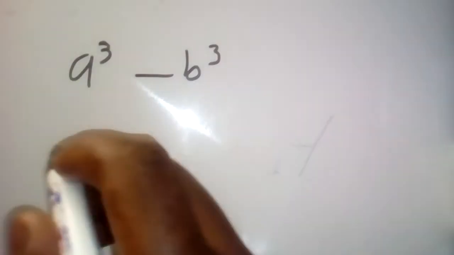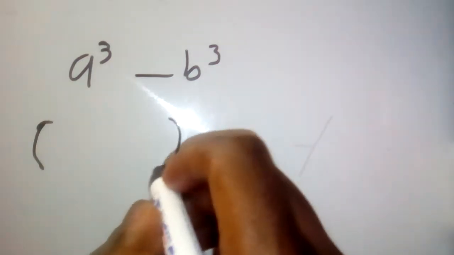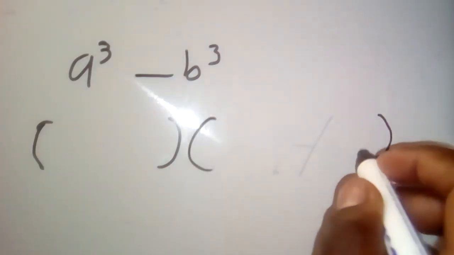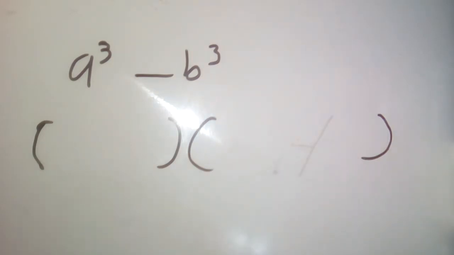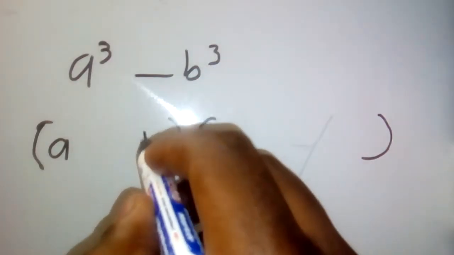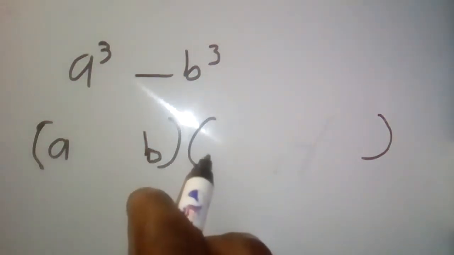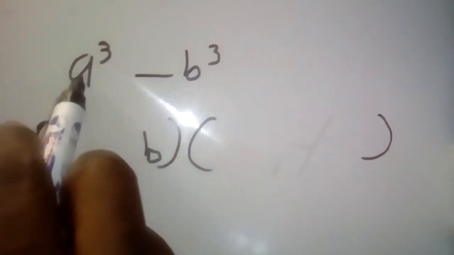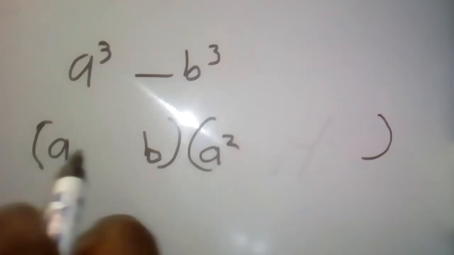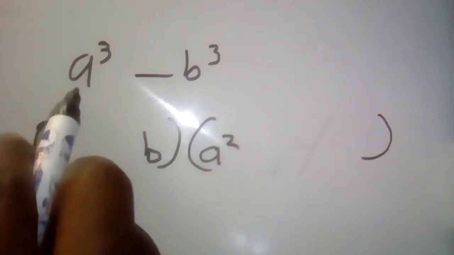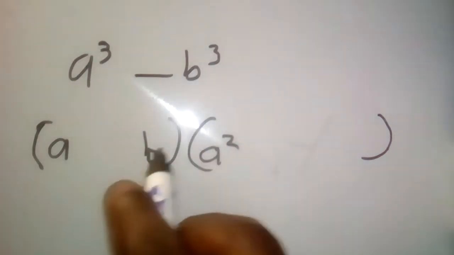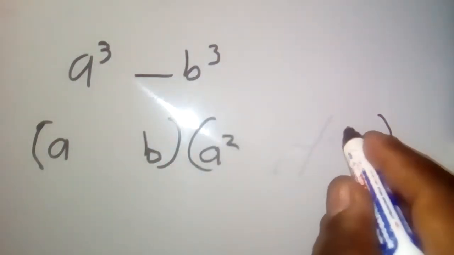When we have something like this, we open a bracket for a binomial, meaning something with two terms, and a bigger bracket for a trinomial, meaning something with three terms. What's the cube root of a cubed? It's just a. The cube root of b cubed is b. Then what do we have to multiply a by to get a cubed? It's a squared, right? The first two should always give you the first term, and the last two should always give you the last term. So what we multiply b by to get b cubed is b squared.